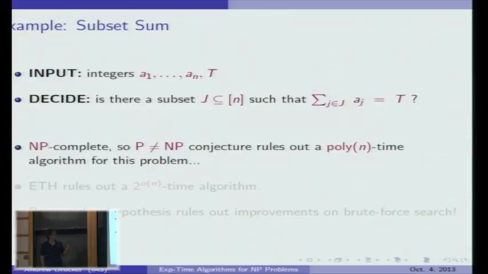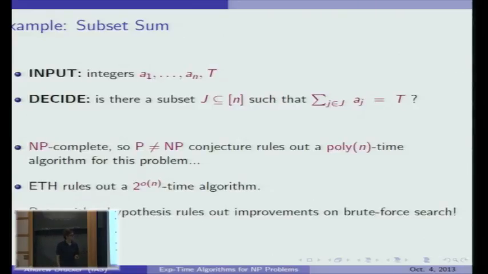It's NP-complete, so according to P not equal to NP, we can't have a time bound that is some polynomial in n. And the ETH, which I have yet to state, goes further and actually rules out a 2 to the little o of n time algorithm, so it rules out a sub-exponential time algorithm. But it's crucial to note that neither of these two hypotheses says that you can't do anything clever. They both leave a fair amount of wiggle room for algorithm design.